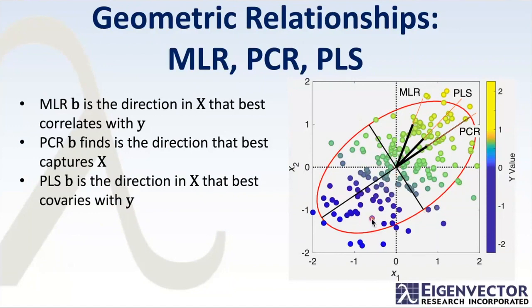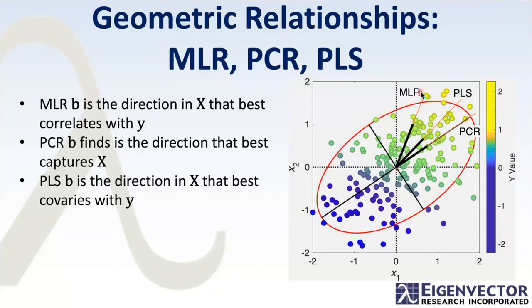Well, if I do MLR, if I'm capable of getting an inverse, that thing that we do a matrix division, if that works, this is the direction of the MLR vector. And what it's doing is it's trying to capture the most correlation between the X block and the Y block that we can possibly obtain. Now, I'm coloring by the Y value, and you can see that it really is parallel to this direction here.